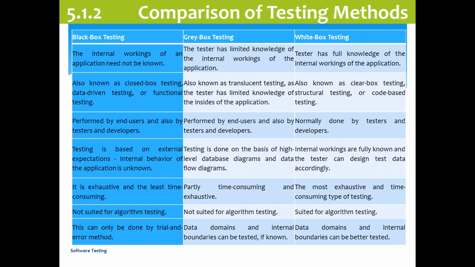Next, under black box testing, this can only be done by trial and error method. So we can give some wrong input so that we can get an error. Different inputs we can give to see how it behaves. To get some error also, we can give different input in the functionality. That is possible in black box testing.